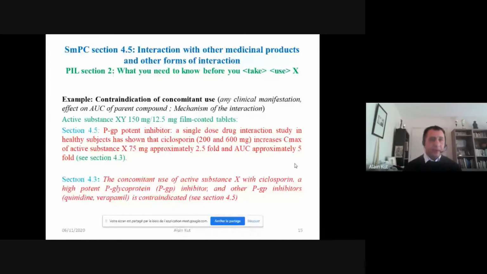Then we have a cross-reference now in 4.3, the contraindications. What we can see here is that the concomitant use of the active substance with cyclosporine, a highly potent P-glycoprotein inhibitor, and other P-glycoprotein inhibitors such as quinidine or verapamil is contraindicated. Once again, see section 4.5 here. See section 4.3, and in section 4.5, see section 4.3, to connect the same information.